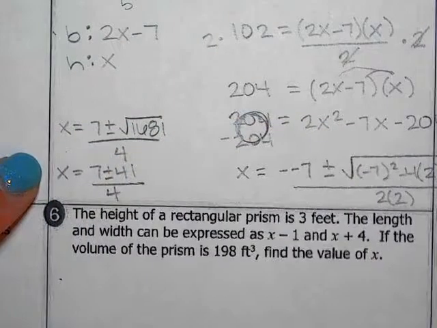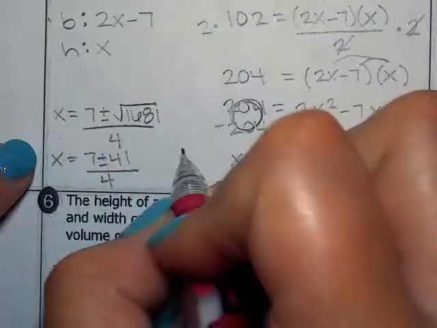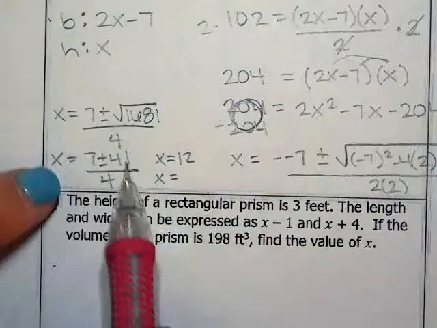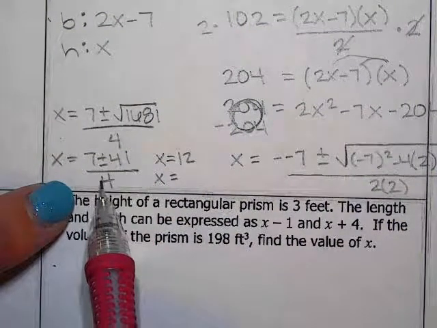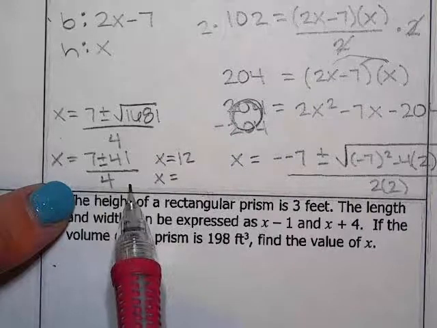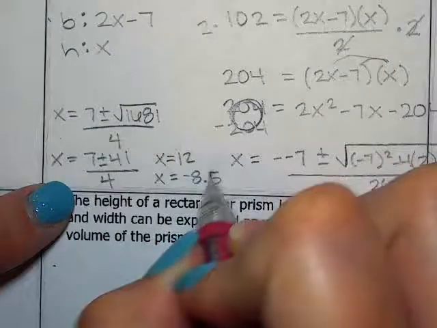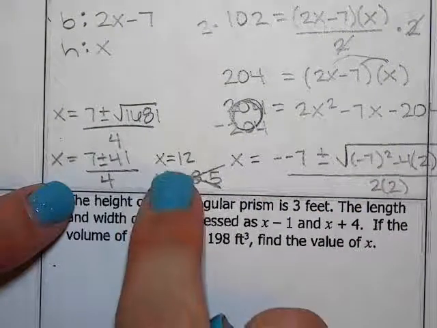Okay, so what is 7 plus 41? 48. 48 divided by 4. 12. Okay, so we have x equals 12. Okay. And then we have 7 minus 41. Negative 34. Negative 34 divided by 4. Okay, and we don't even care about that one because it's negative and it doesn't make sense. Okay, so x equals positive 12 has to be the answer that we're looking at.